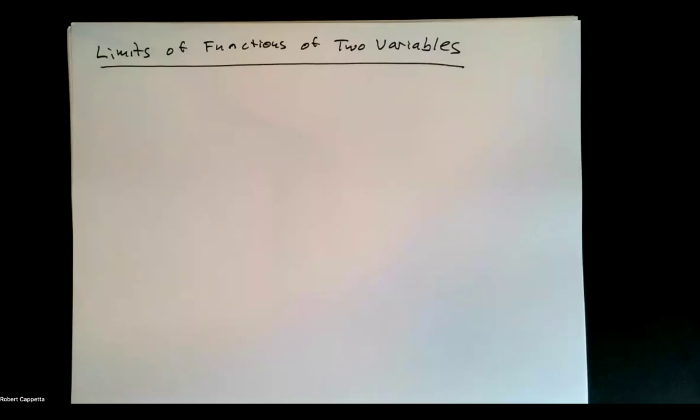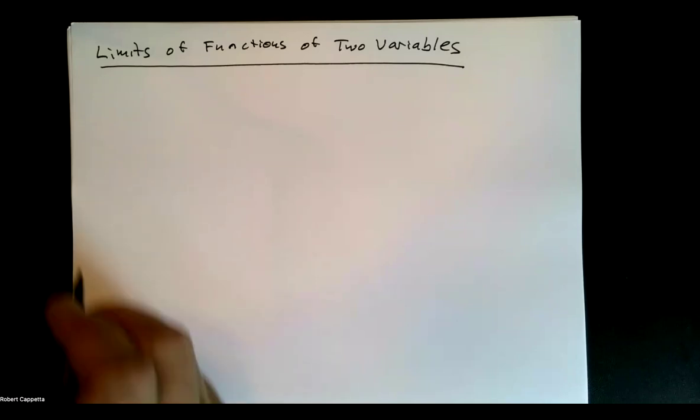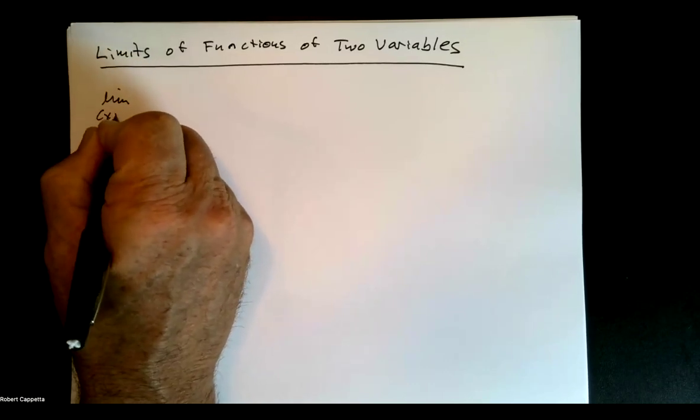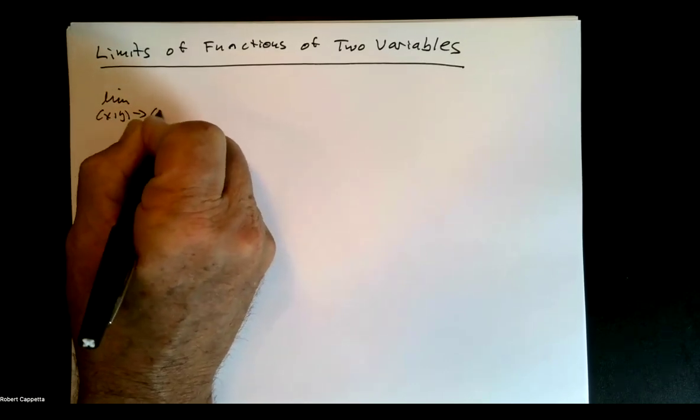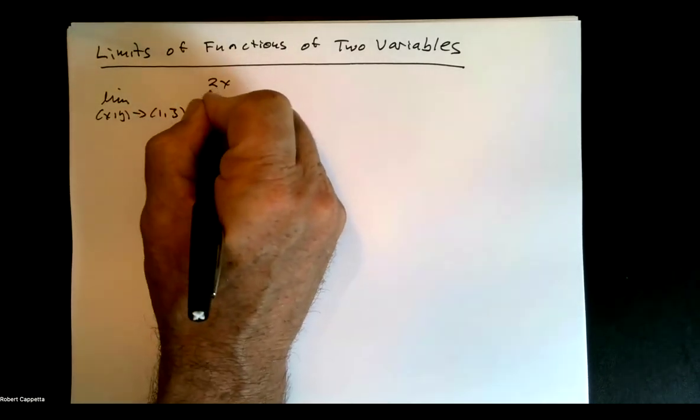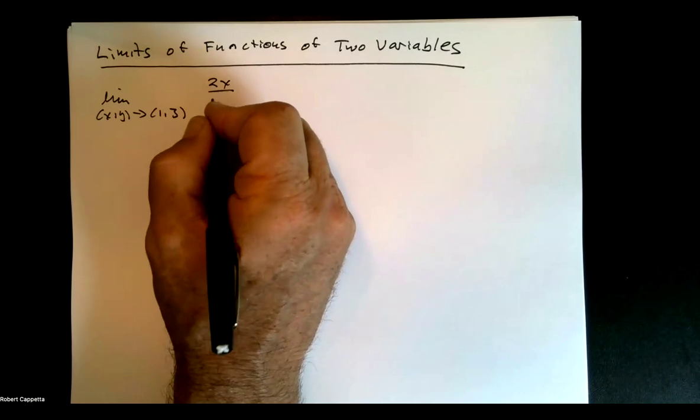Here we're going to look at limits of functions of two variables. So we recall the process we did in Calculus 1, but this will be a little bit different. For our first example, we're going to take the limit as (x, y) approaches (1, 3) of 2x over x squared plus y squared.